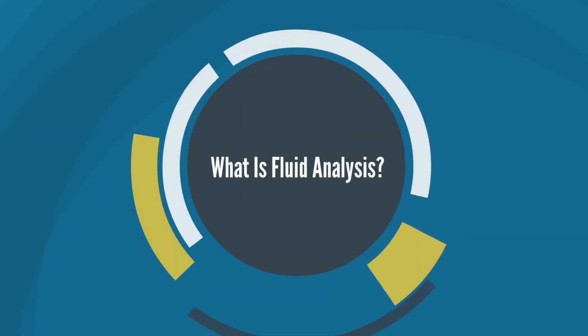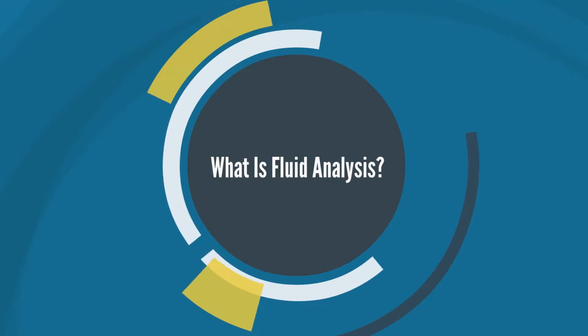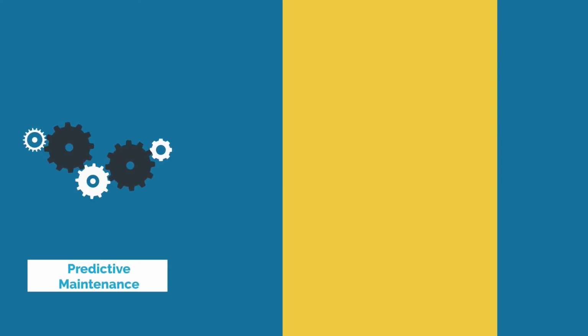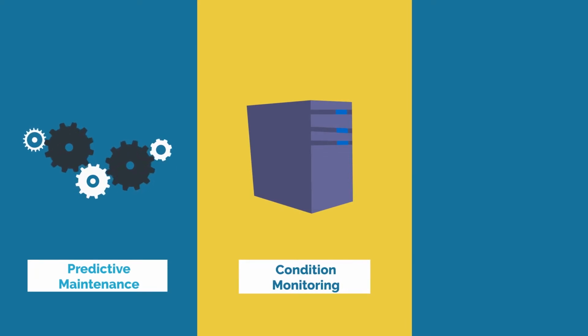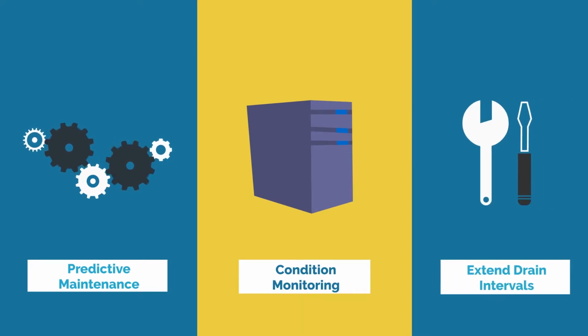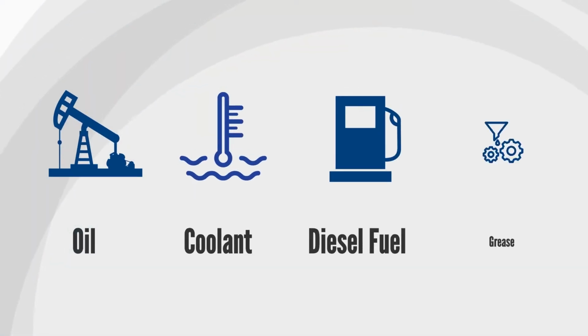Fluid analysis is a predictive maintenance tool for monitoring and evaluating lubricant and equipment conditions, allowing you to optimize your drain intervals and get an inside look into what's happening in your equipment before failure occurs. Fluid analysis includes oil, coolant, diesel fuel, and grease.